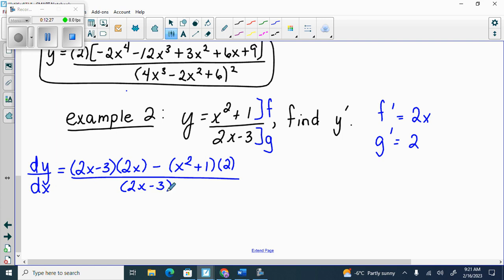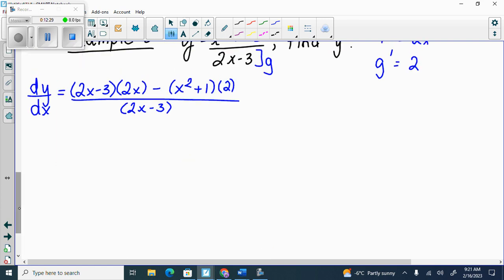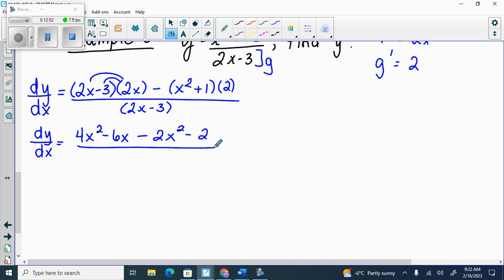So we could take a 2 out of it, but I'm going to prove that if I don't, it doesn't matter because I can take it out at the end. Okay? We could take a 2 out of both of those, but I'm going to prove it doesn't matter. So I'm going to get dy over dx equals 4x squared minus 6x. And then I'm going to get negative 2x squared minus 2 all over 2x minus 3. You can either distribute the 2 in and then distribute the negative in. I just distributed the negative 2 in.